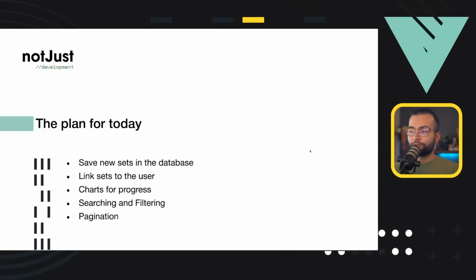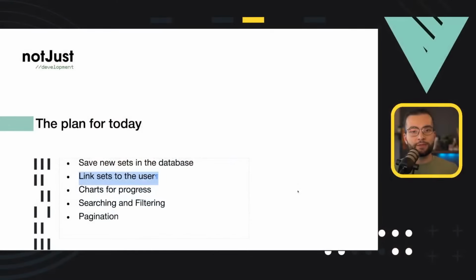So the plan is following. We're gonna start by saving new sets in the database because we implemented reading sets from the database, but we need to also save them. We also want to link sets to a specific user, because if you're building a multi-user application, you want to link somehow the performance and the set to a specific user. We're gonna implement charts to see the feedback. We're gonna implement searching and filtering, and finally pagination to be able to scroll and load more exercises from our API. So a lot of interesting and cool stuff.